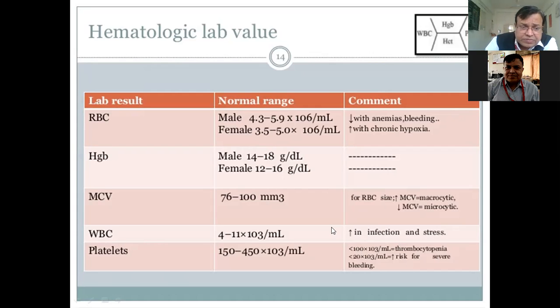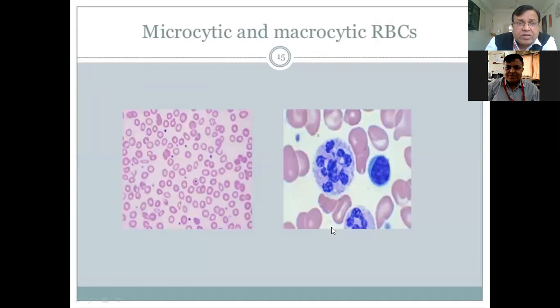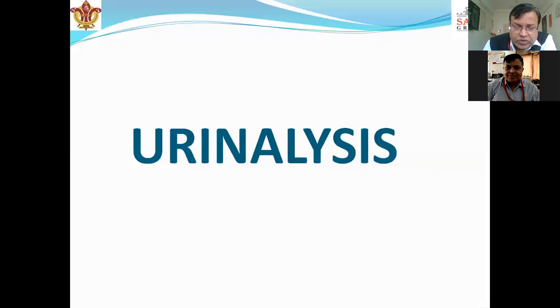Now next is microcytic and macrocytic RBCs. When the RBC size is decreased to a certain level, that is microcytic RBCs, and here you can see in the picture that is a macrocytic RBC. You can see in the slide. Now in urine analysis, there are some reference values given here.